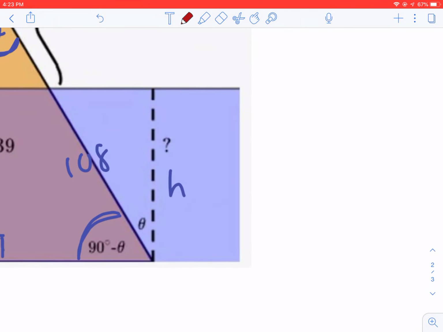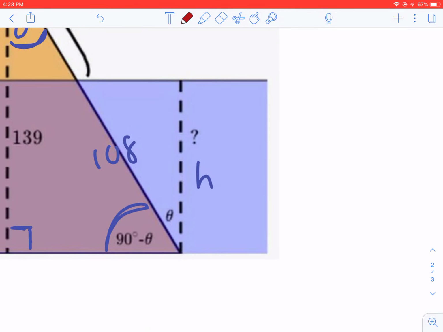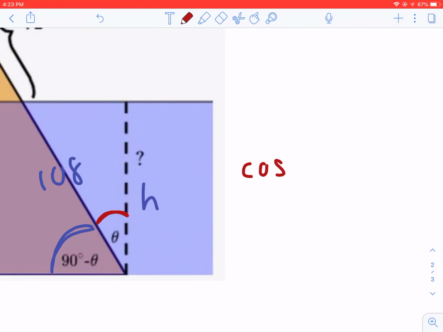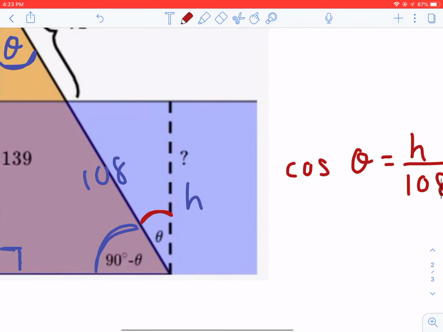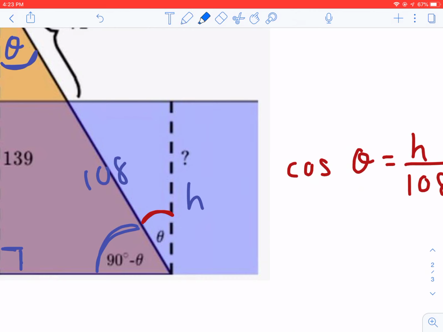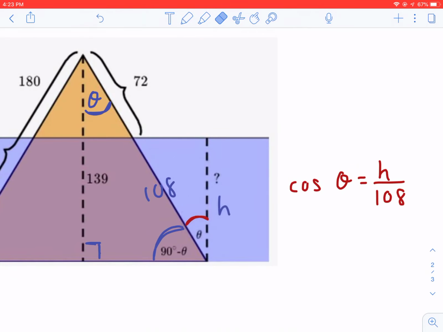So, what are we looking for here? We're looking for the height. So I'm going to use trig to solve this. So, in this triangle, cosine of theta would equal h over 108. Alright, so I use cosine because I was thinking, well, what side lengths do I have in this triangle? What do I want to figure out? So I have the hypotenuse, and I wanted to solve for h, which is the adjacent side. So I use my trig ratio of cosine to get h over 108.